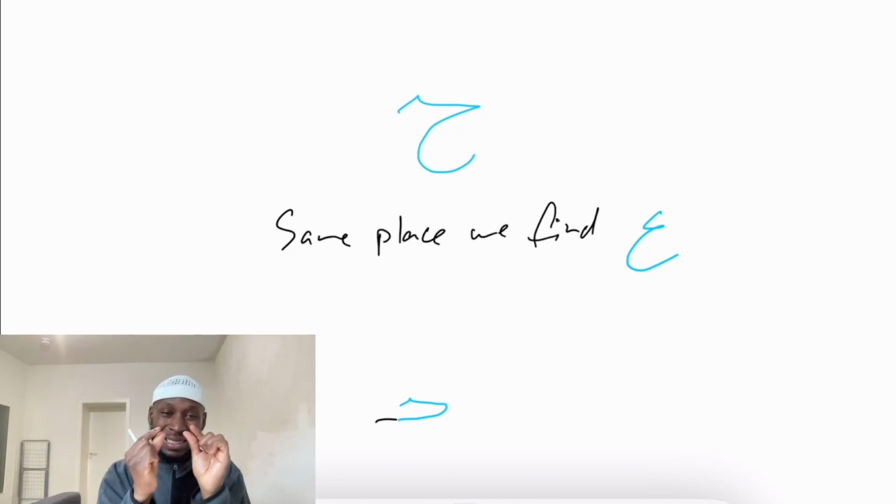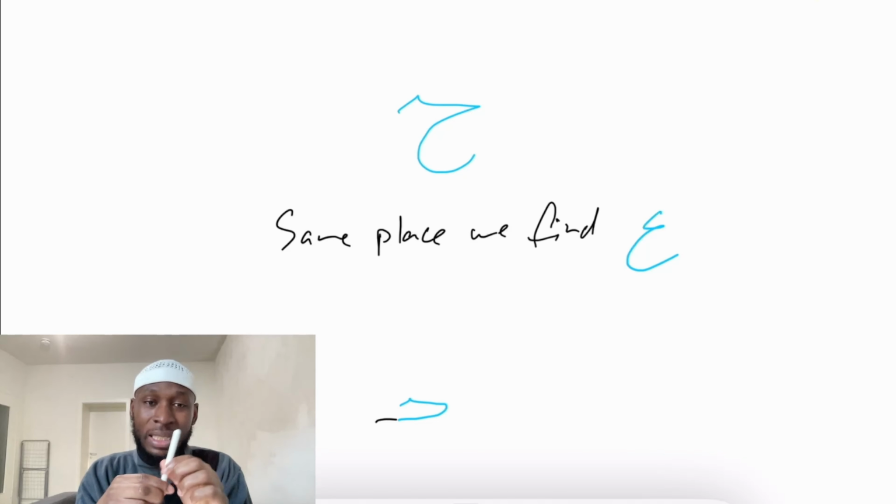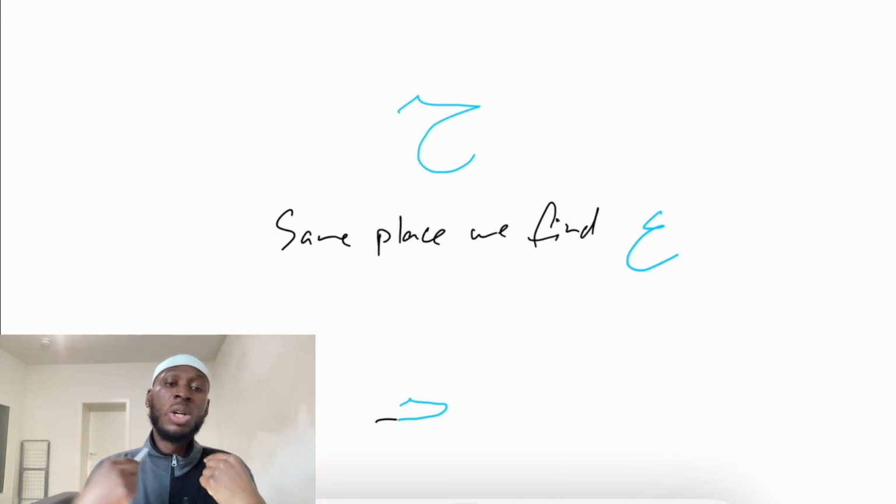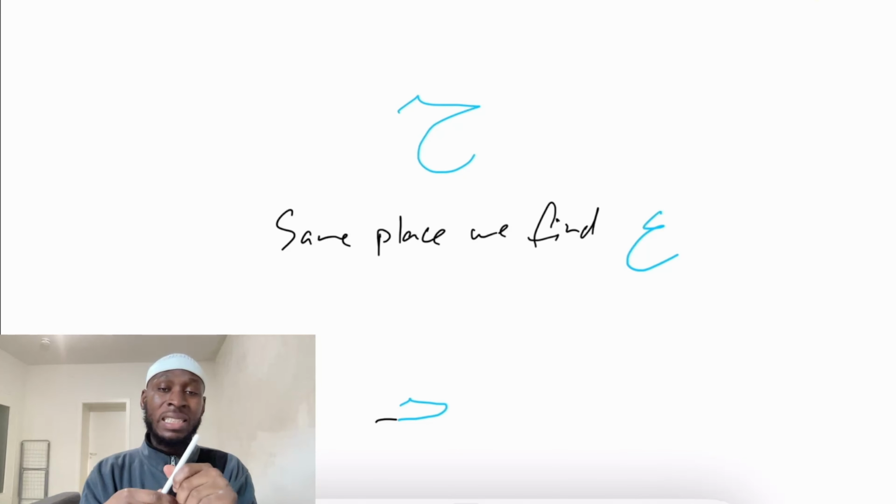Okay, it's a slight difference, because for ha you are using the lower part of your throat. As for ain and ha, you are using the middle part of the throat.